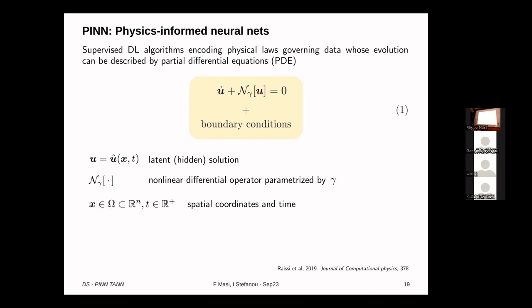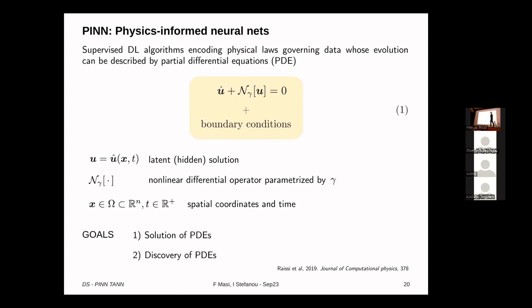So we can use physics-informed neural networks to basically, yes, sorry. So Filippo, just to make the connection with the previous one, N gamma is the second derivative of u plus lambda, right? Equal to 0. Yes, yes.